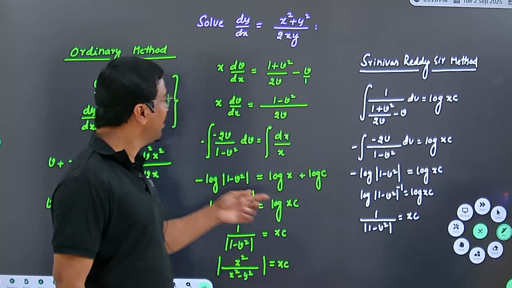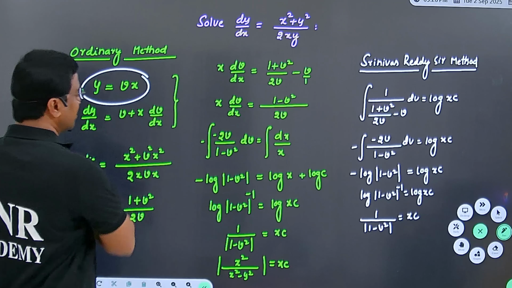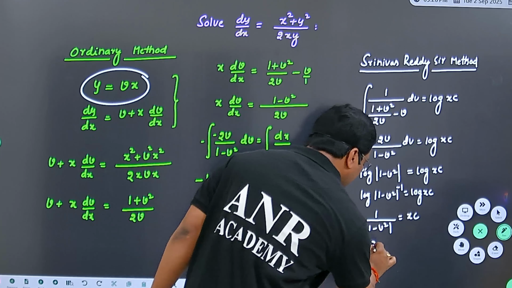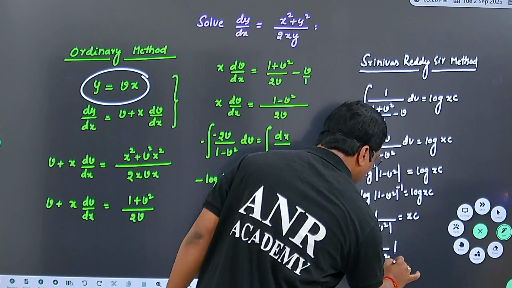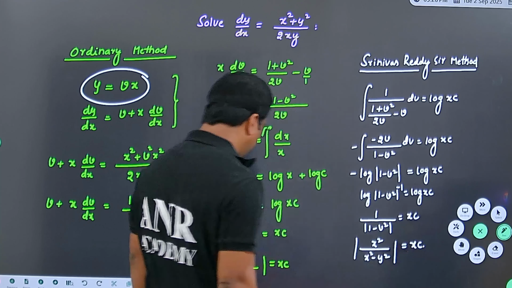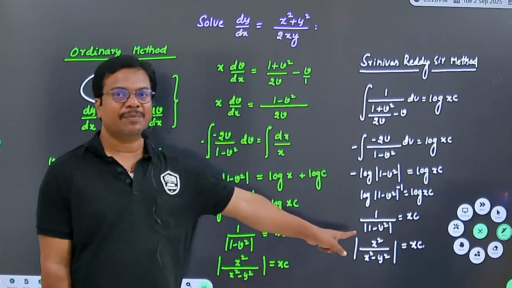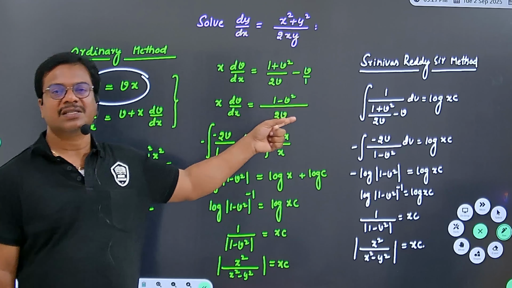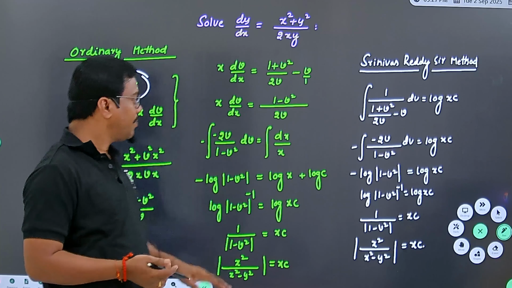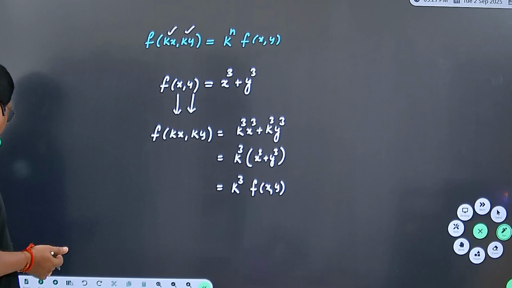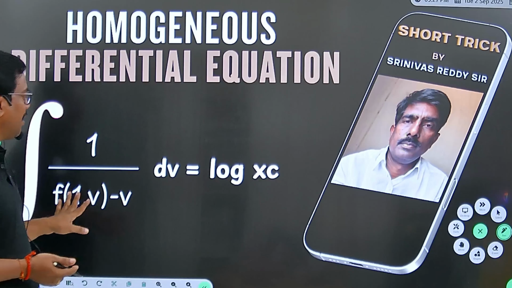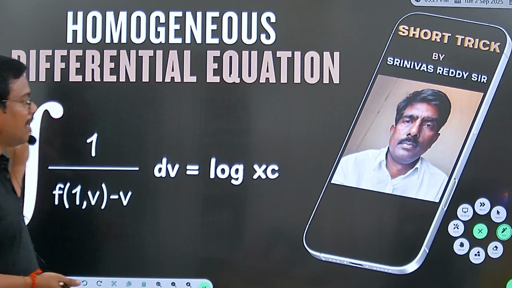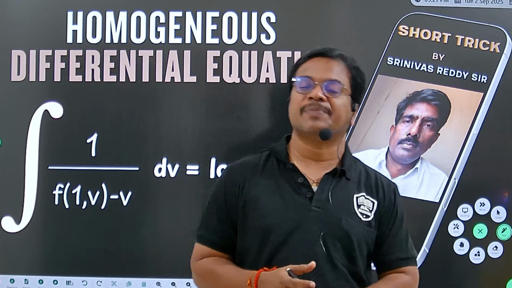Replacing the value of v with y by x, we get the final answer: x square by x square minus y square, with modulus, equal to x into c. So the same result by the ordinary method as well as Srinivas Reddy sir method. So solving objective type questions, when the differential equation is homogeneous, then we have to use this result. It will give the solution within a short span.